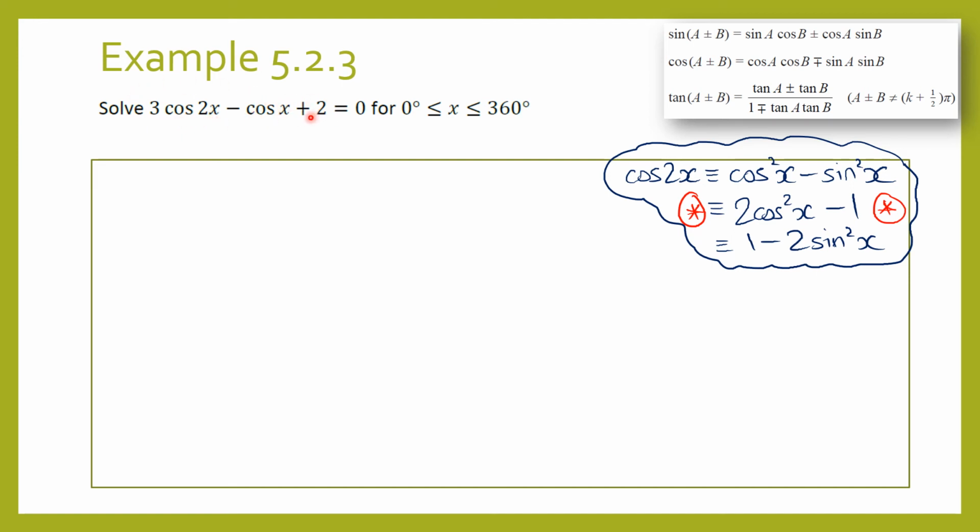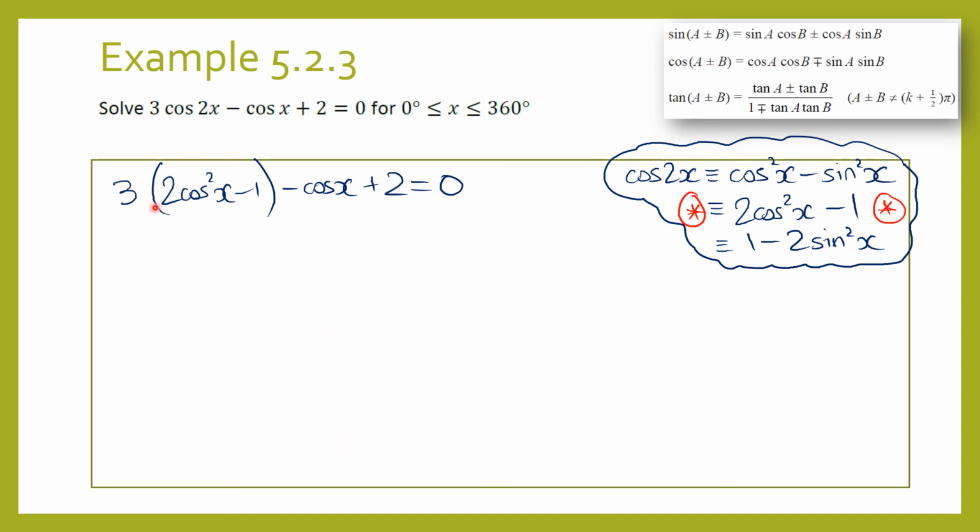So if we use 2 cos squared x take away 1, we're going to get an equation in cos x. If we chose one of the other two versions, we'd have an equation in cos x and sin x as well, which is more complicated. So choosing the middle version makes our job of solving the equation simpler.